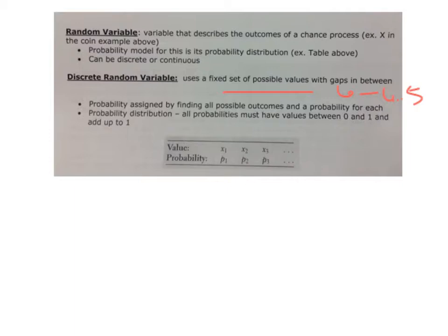So when I'm looking at a discrete random variable, the probabilities are assigned by finding all my possible outcomes, just like we did on the last problem. I found all the possible outcomes that I could have for heads showing up 0 times, 1 time, 2 times, and 3 times, and I set up that probability distribution. And remember, like we said before, all my probabilities must have values between 0 and 1, and they all must add up to 1. A distribution is all my possible values that the variable can take and how often it takes them. That's why my probability distribution here works as my probability model.